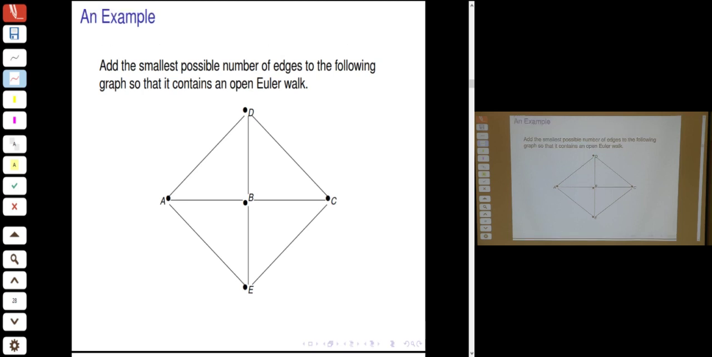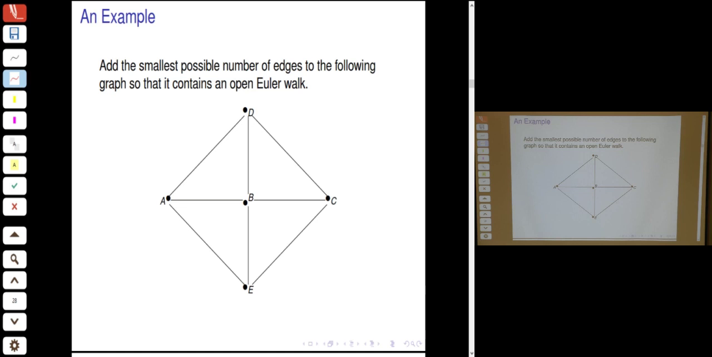So the first question to address is, first, let us try to see if this particular graph has an open Euler walk itself. So what was the condition for the existence of an open Euler walk? An open Euler walk between two vertices exists if and only if the following condition is satisfied. The starting and the ending vertices have to have odd degree, all the other vertices have to have even degree. Okay? So what is the problem here?